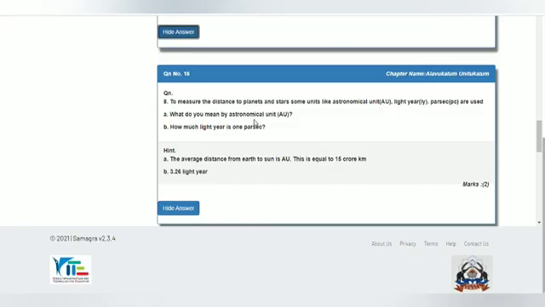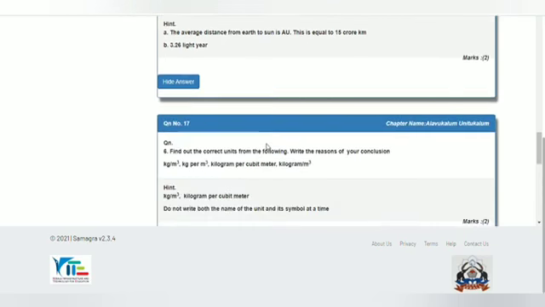What do you mean by astronomical unit? Average distance from the Earth to the Sun is an astronomical unit. Its value is 15 crore kilometer. How much is a parsec in light years? 3.26 light years.